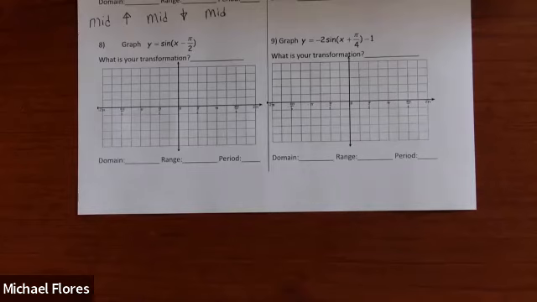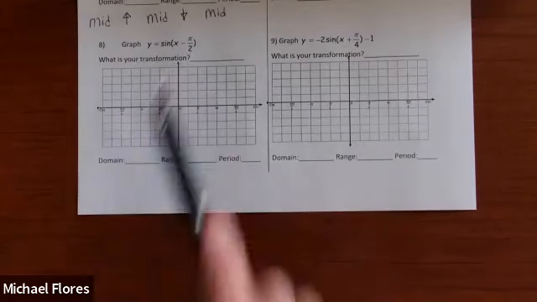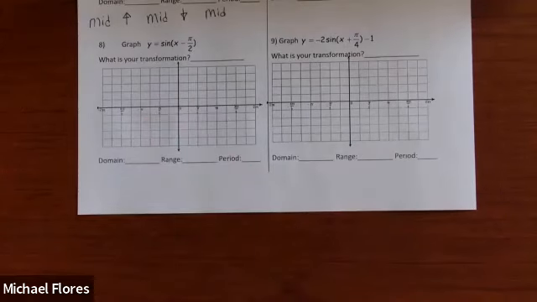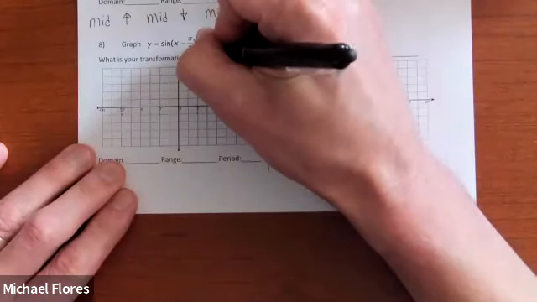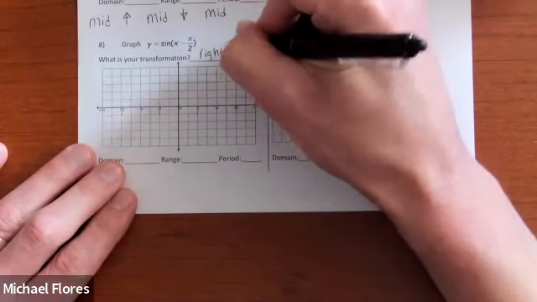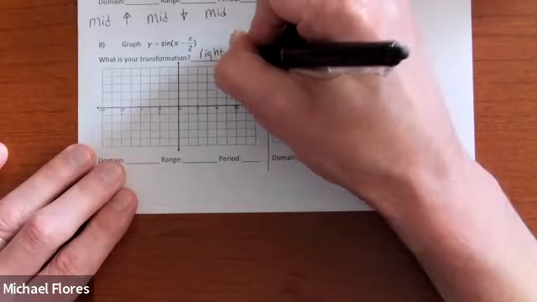Looking at example 8, now we are having a horizontal shift of pi over 2, and we're going to the right. I'm going to write that one down. We're going right pi over 2.